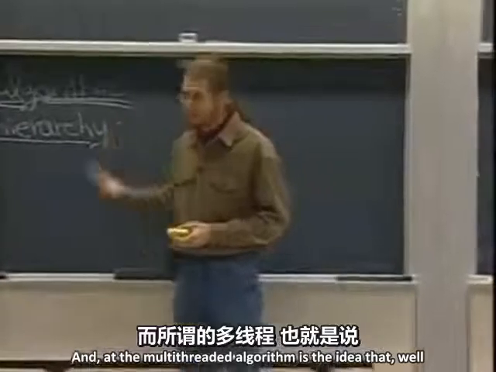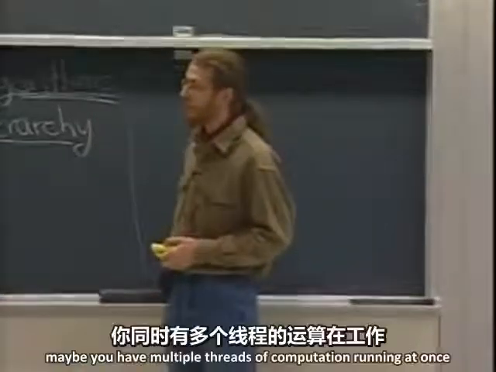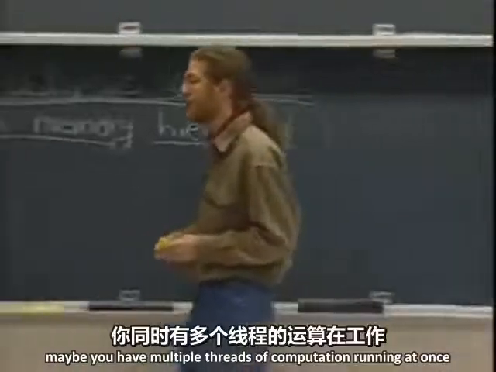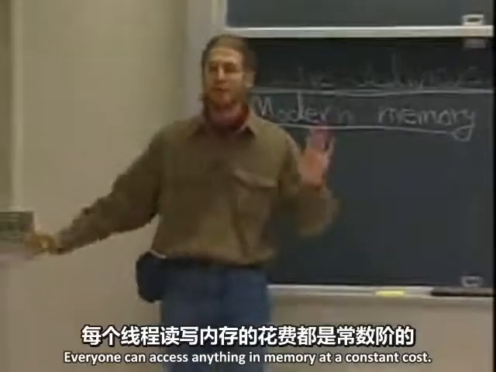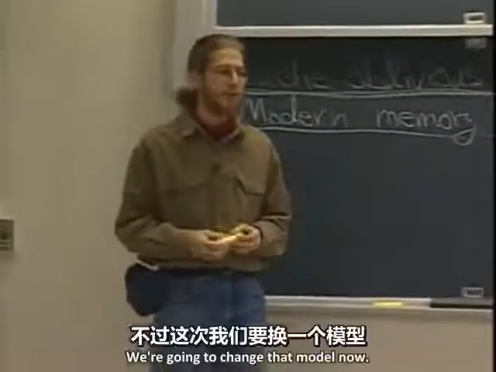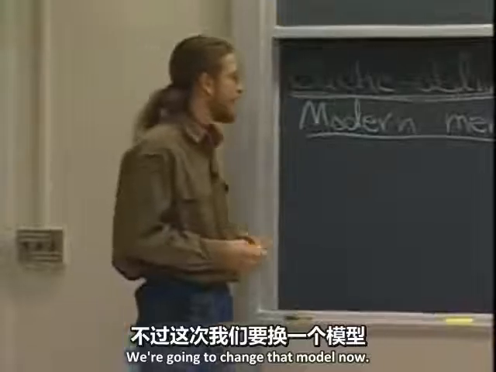And with the multi-threaded algorithms, the idea is, well, maybe you have multiple threads of computation running at once, but you still have this very flat memory. Everyone can access anything in memory at a constant cost. We're going to change that model now.